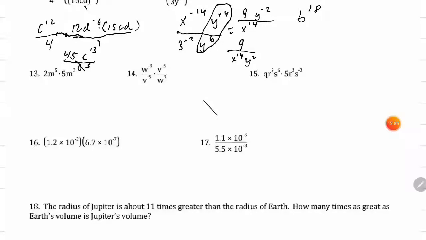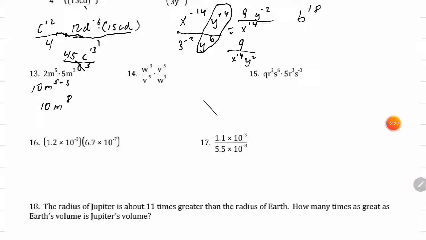13. Alright. So 2 times 5 is 10. m to the 5th times m to the 3rd is m to the 5 plus 3. So this is 10 m to the 8th.